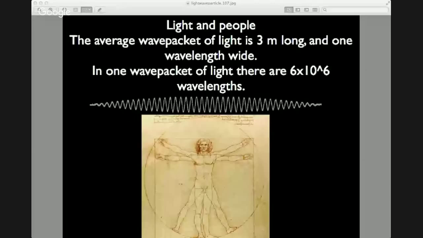We'll share this one. So here we are finding that the average wave packet is a little bit longer than a human arm span. And in one wave packet of light, there are actually 6 million wavelengths. The number of wavelengths depends on the wavelength of the light, of course. So just another way to show that. And open another one.